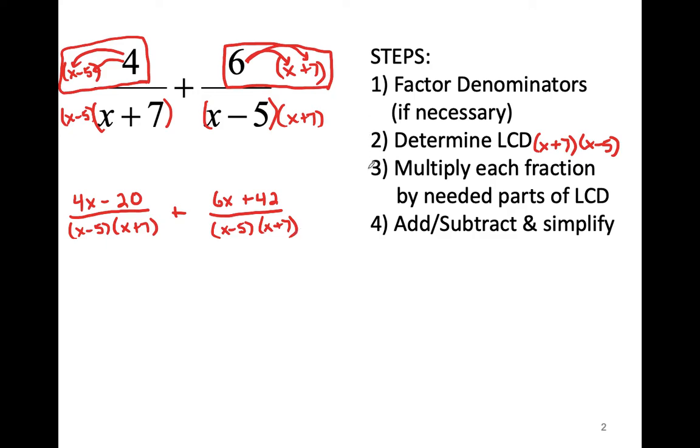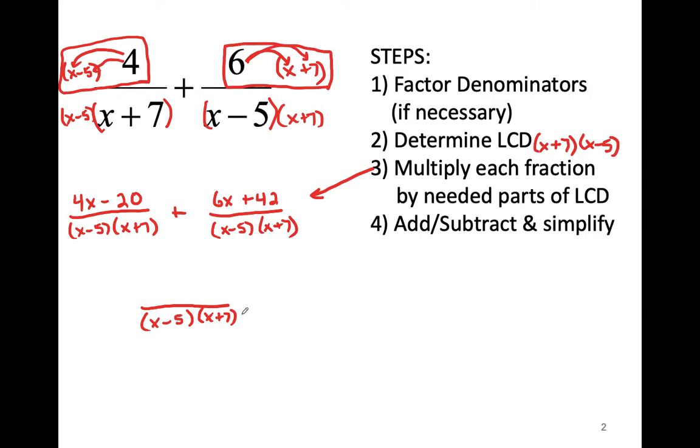So at this point, this is step number 3, when we've multiplied each fraction by its needed parts of the least common denominator. So now we've changed this problem to an extent. We've put it in a position that now we can actually do step number 4, and that's add or subtract. So now when I'm adding and subtracting fractions, I'm just going to skip ahead. I'm going to end up with one fraction that's going to have the denominator of the lowest common denominator. So just simply x minus 5 and x plus 7.